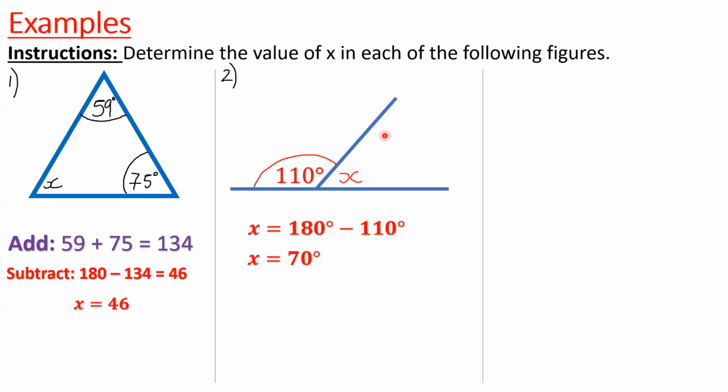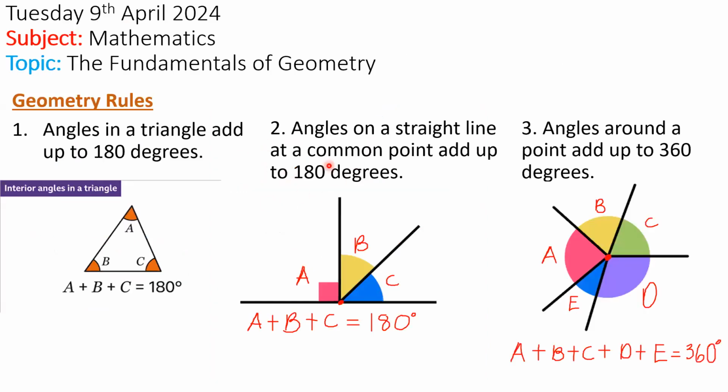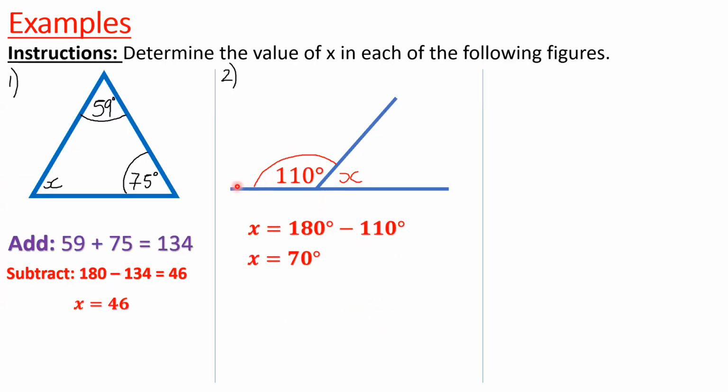Okay, so let me show you. Do you have these notes? Okay, so the notes are based on the rule. Angles on a straight line at a common point add up to 180 degrees. What does that mean? That means that we have a straight line, we have a common point. These two angles must add up to what?